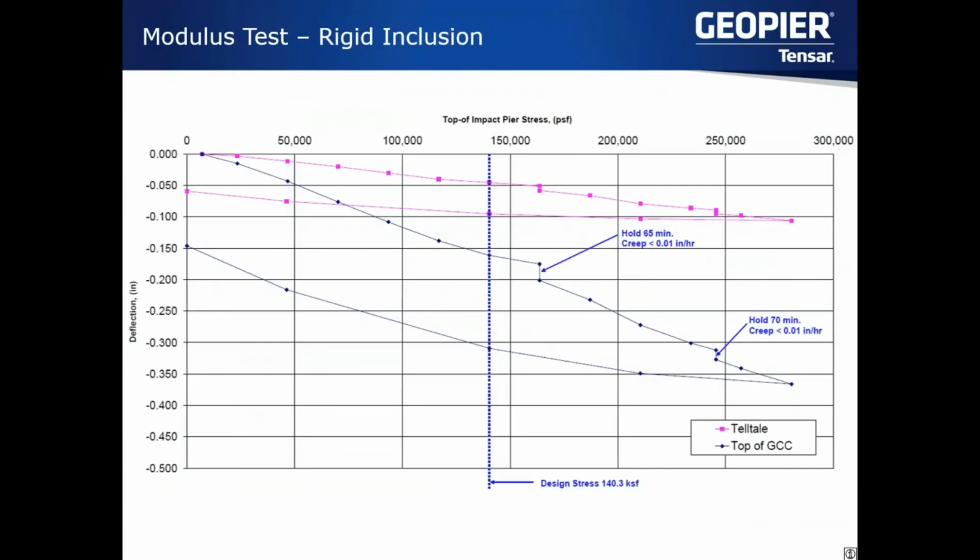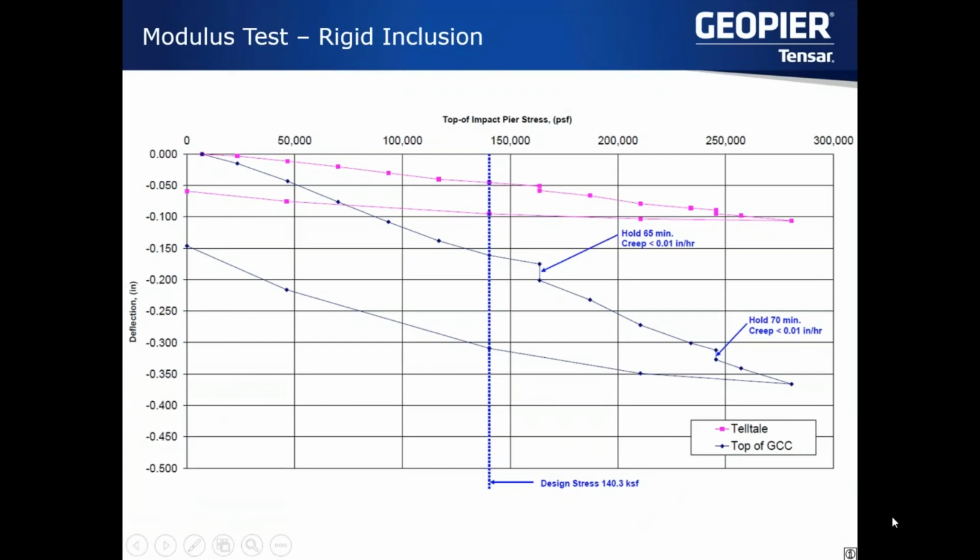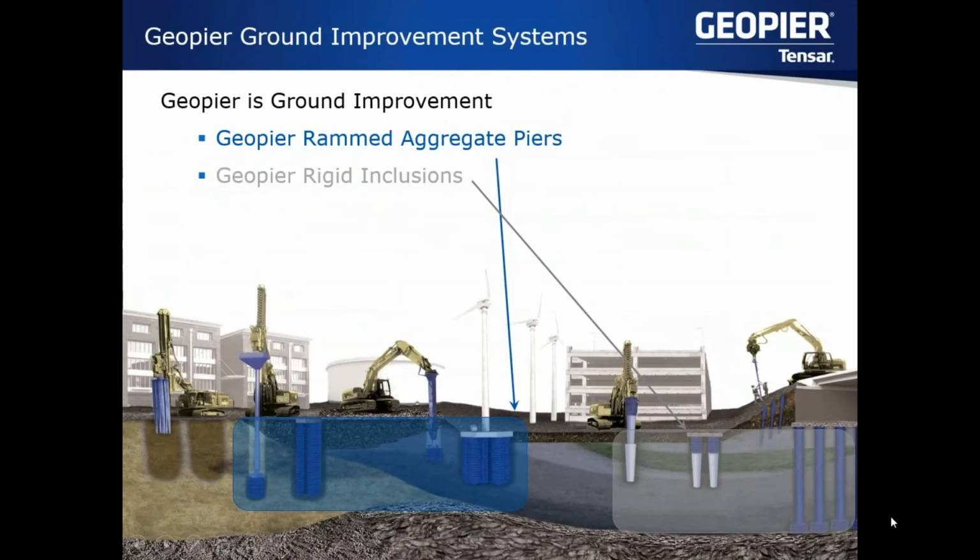Oh, and then this is just one slide here for a load test result for a rigid inclusion. Here our design stress is around 140 KSF, so almost 10 times what we might see for an aggregate pier. And we see a fairly consistent modulus, in this case around 6,000 PCI.